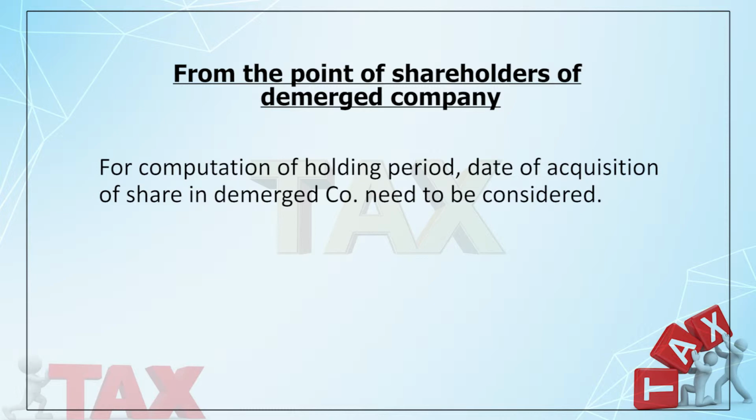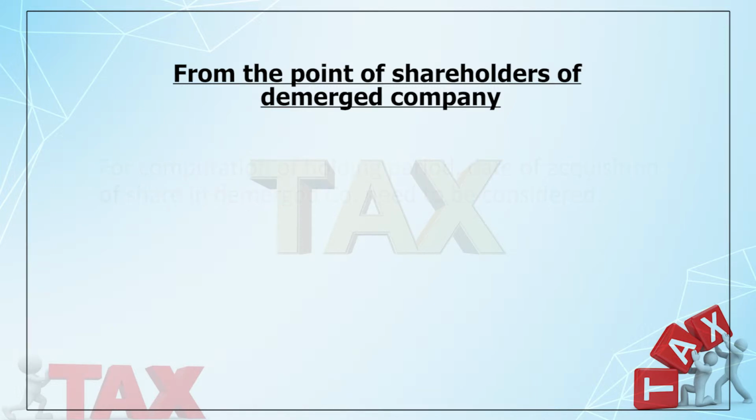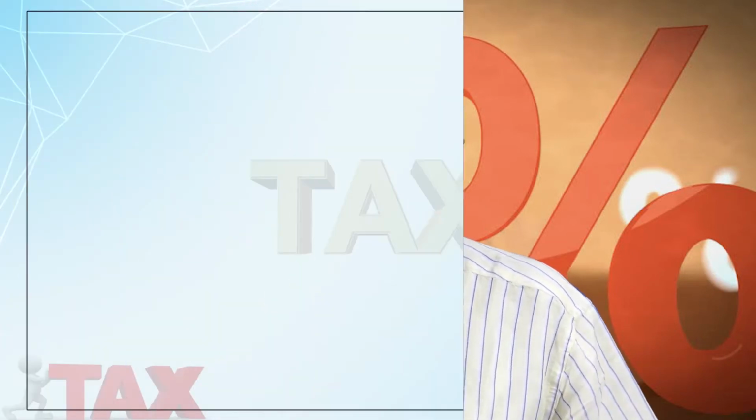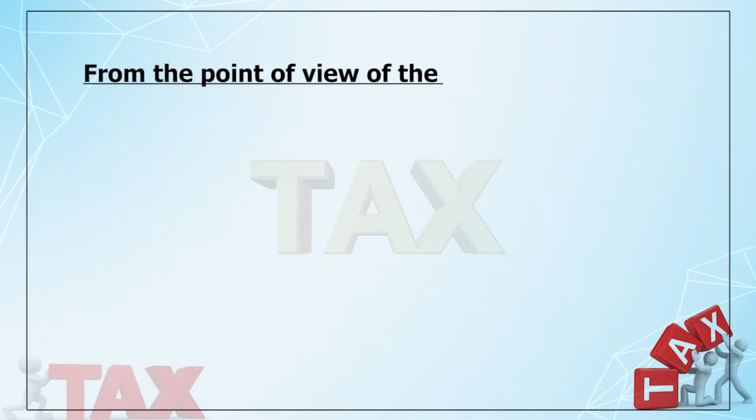Next, what is important is the period of holding, because according to that it will be either long term or short term, and the period of holding starts from the date when you acquired the shares of the demerged company, right? And indexation will start from the year when the shares are allotted by the resulting company. We have a very important case, the Manjula Shah case, on this. So these are the basic features in the hands of the shareholders of the demerged company, right?